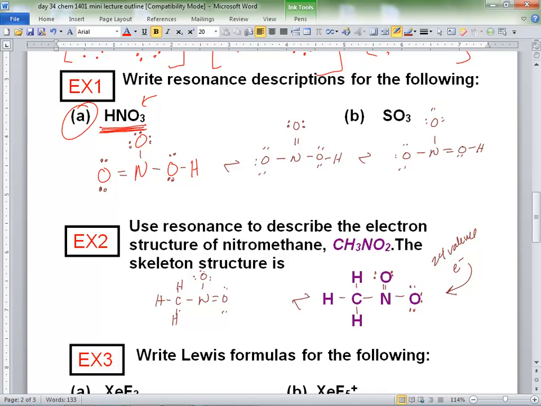Okay, so now this isn't one of your resonance structures, though. These two are. There's just two answers. The double bond can go here or it can go there. It can't go here because then you'd have 10 around carbon. So it's only these two answers. That's it.